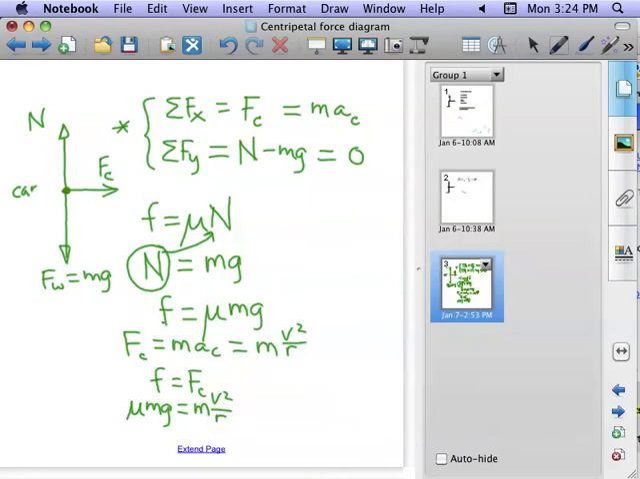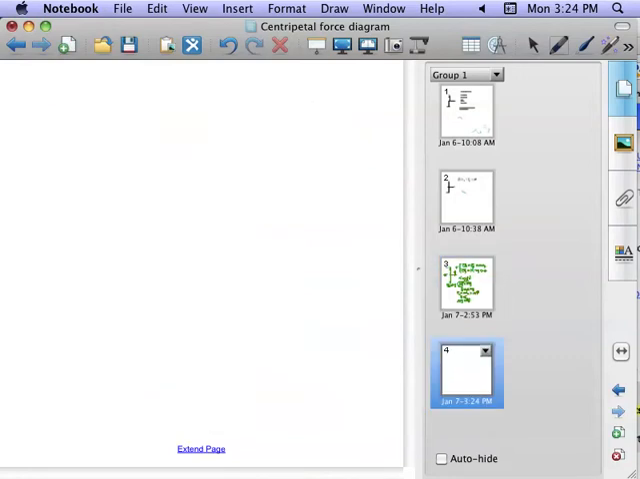Now let's add another page here. Now I'll write down the same thing we just had up above. Whoops. Hold on a second. Okay.